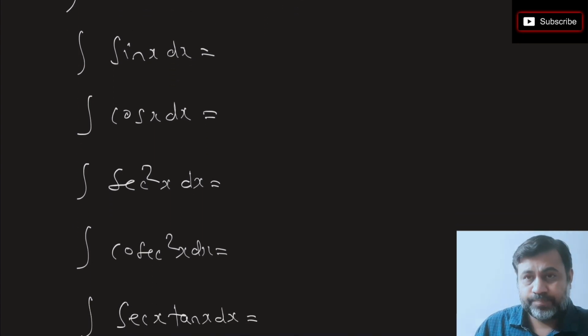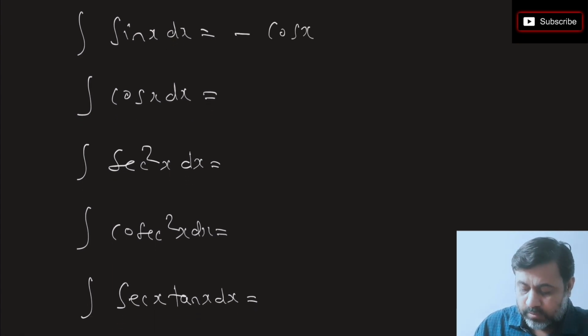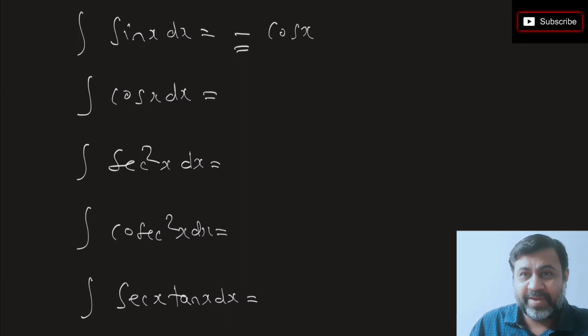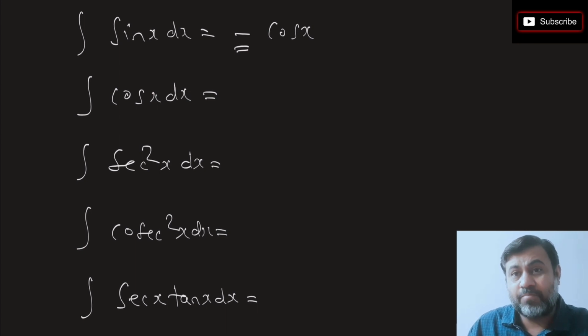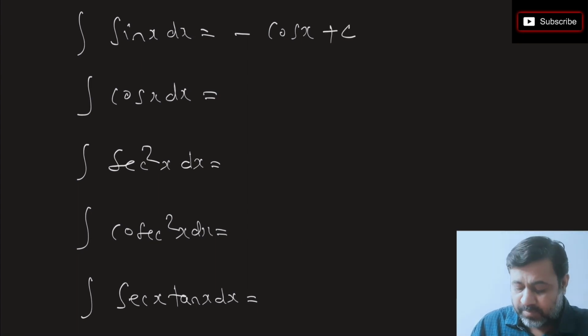Integration of sin x. Now understand, here people make mistakes in the plus minus sign. Integration of sin x is minus of cos x. What is the derivative of cos x? Minus sin x. So minus and minus will make it plus, I get plus sin x. So integration of sin x is minus cos x, because the derivative of minus cos x will be minus of minus sin x, plus sin x. This thing needs to be taken care of, so make sure that you don't make any plus minus mistake.